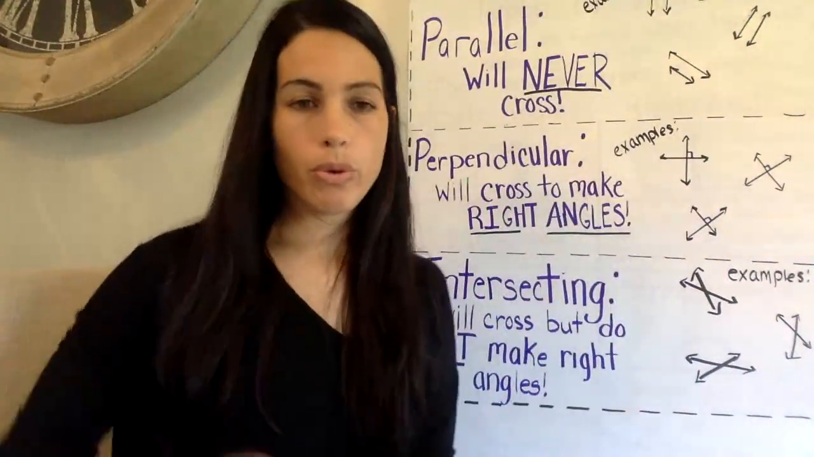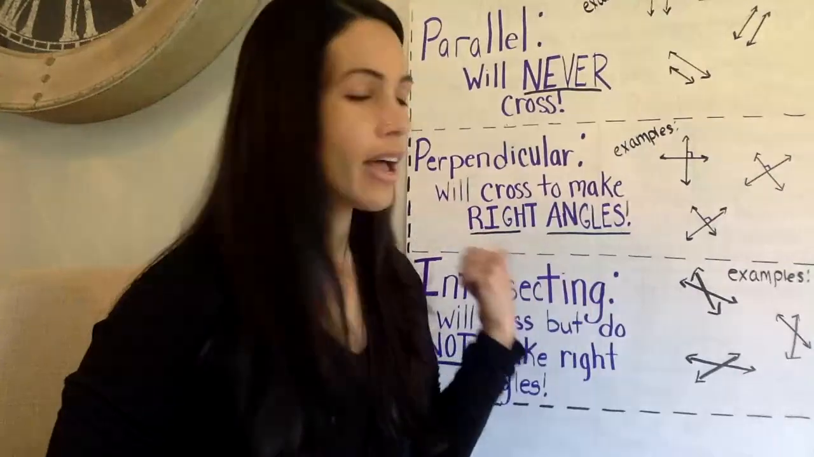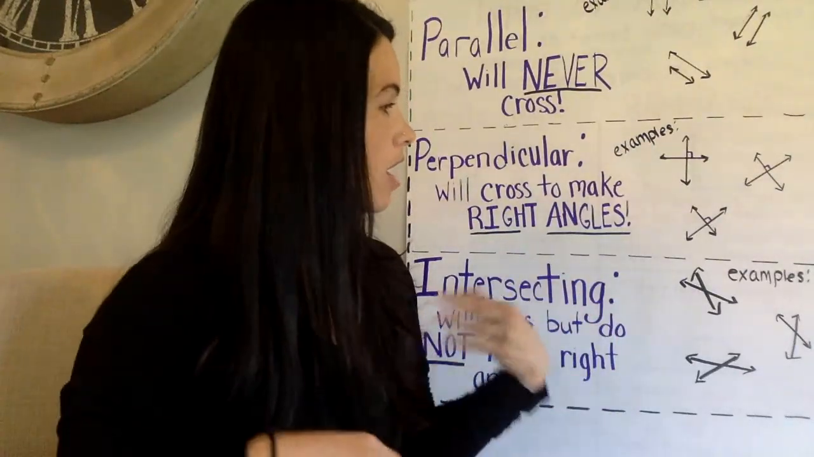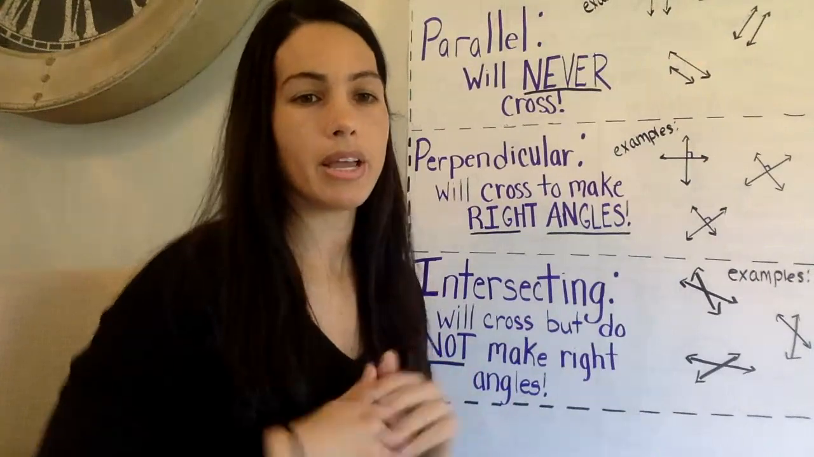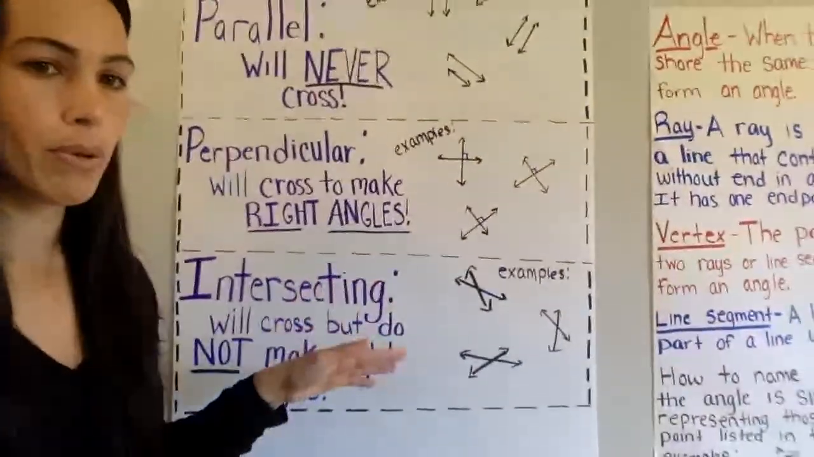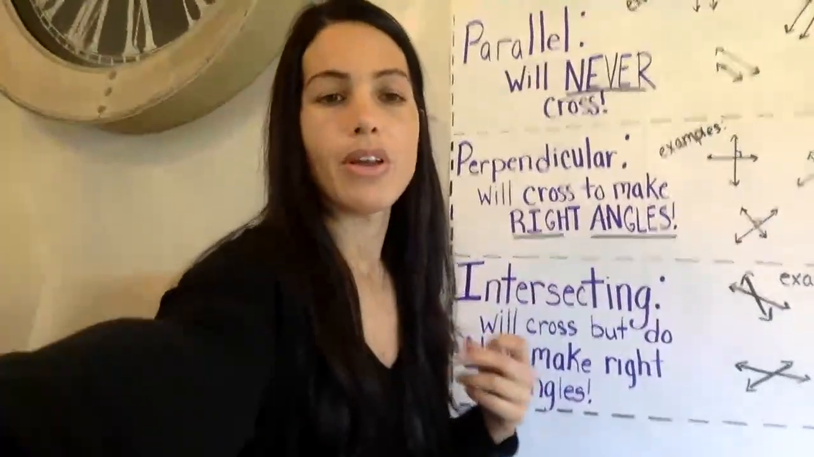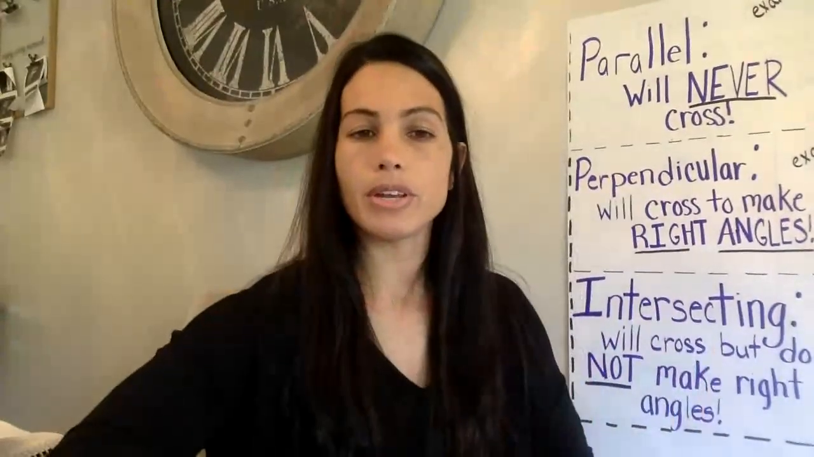So those are the 3 words you learned today: parallel, perpendicular, and intersecting lines. If you're confused, rewatch the video or reach out to me, but just look at my examples, think about the real world examples I gave you, and let me know if you need help.